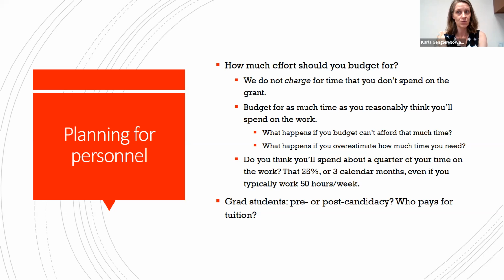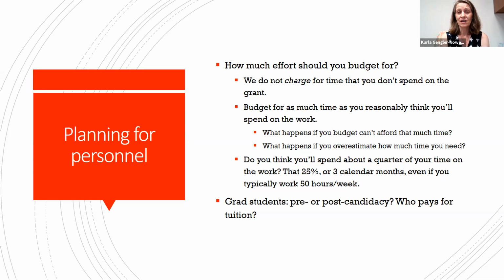If they're 10 hours a week, that's 50%. So 50% of their tuition would charge to the grant. And the tuition is calculated pre-candidacy and post-candidacy. So it's cheaper to have a pre-candidacy student or a post-candidacy student because they have fewer credit hours. So when you're at that budgeting stage, unless you are sure about who your graduate student is going to be, it's better to budget for a pre-candidacy student so that you get the tuition dollars in there.